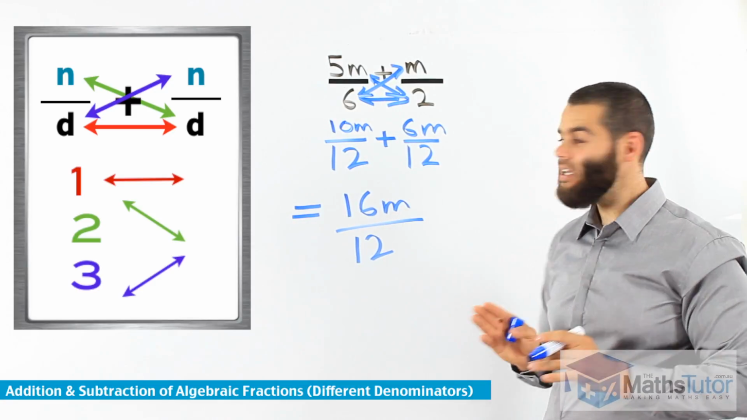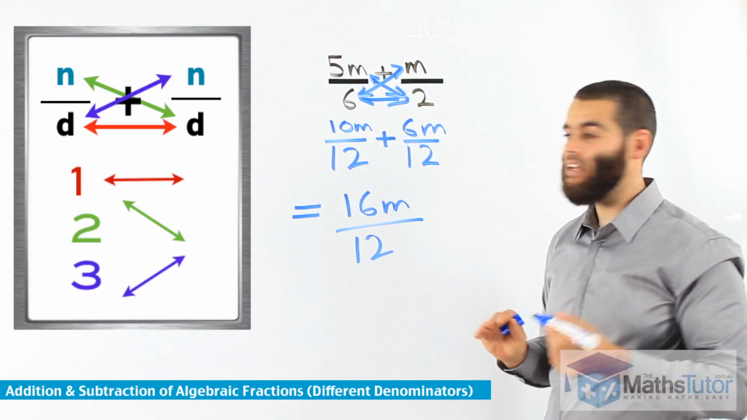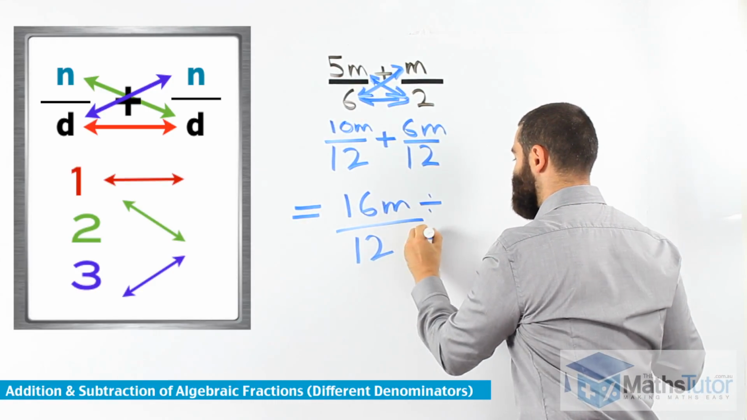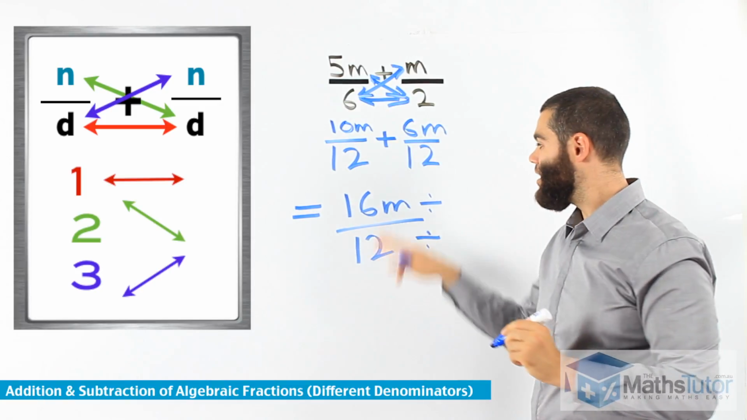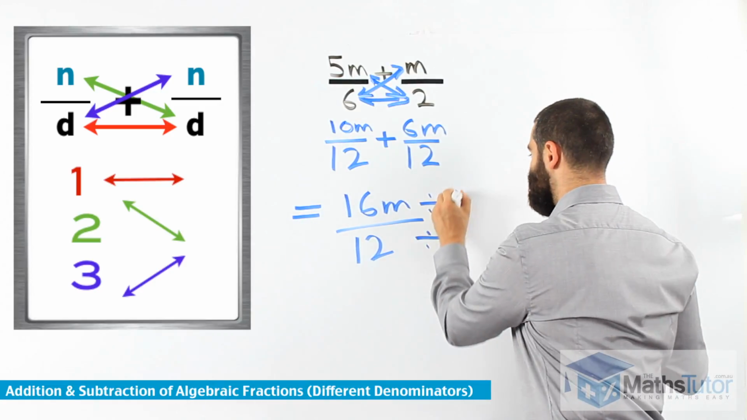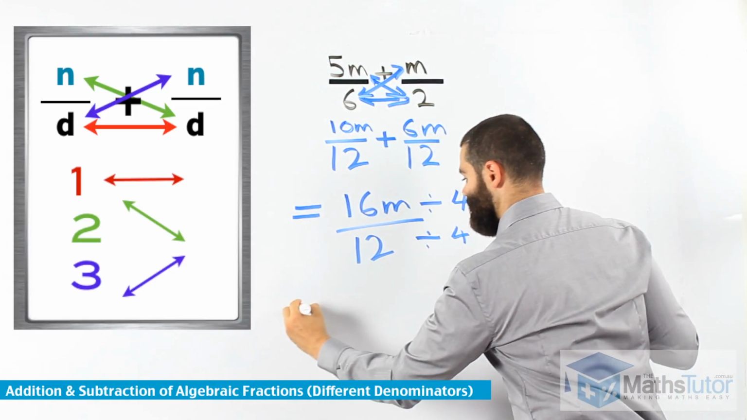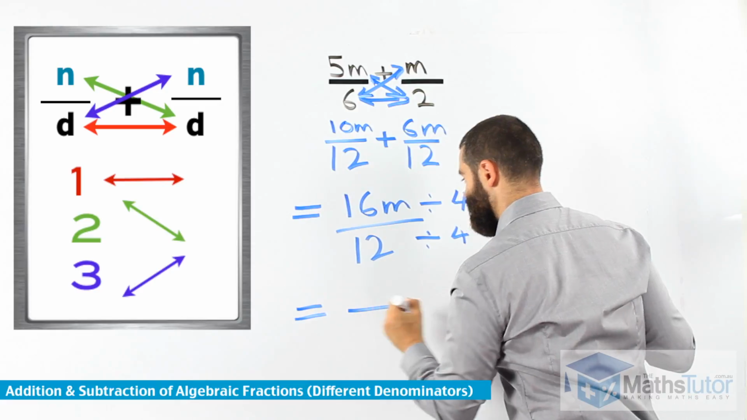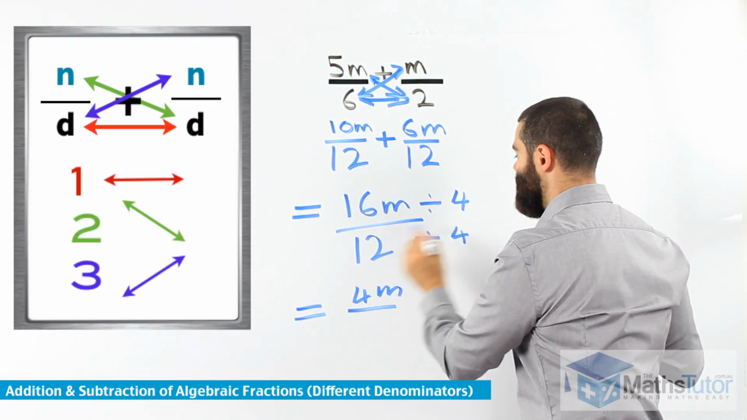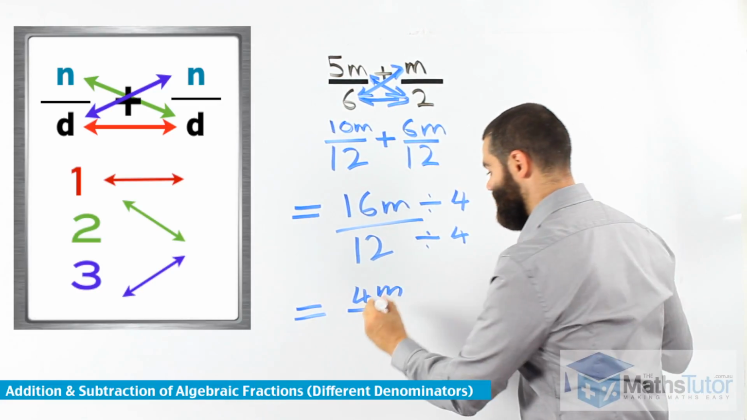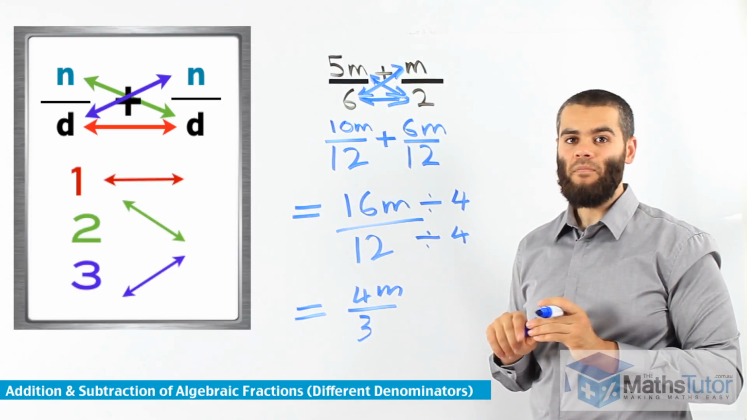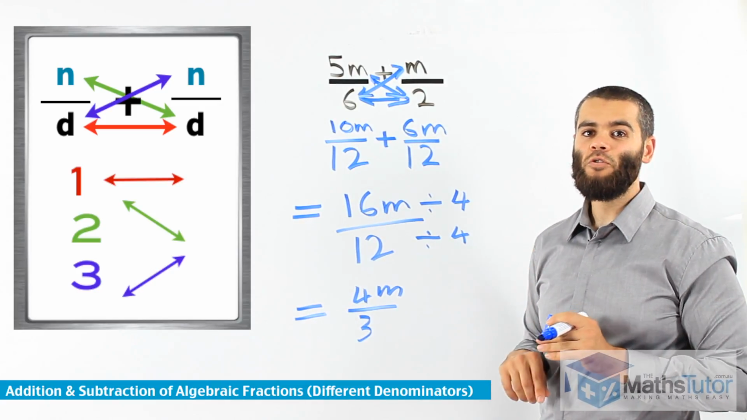Can we simplify? In this case, yes, we can. We notice 16 over 12 can be simplified. We divide by the highest common factor. In this case, 16 and 12, the highest common factor is 4. 16 divided by 4 is 4. Put our m, and 12 divided by 4 is 3. Our answer is 4m over 3. Let's do 2 more examples.